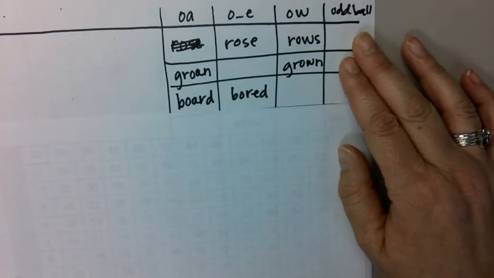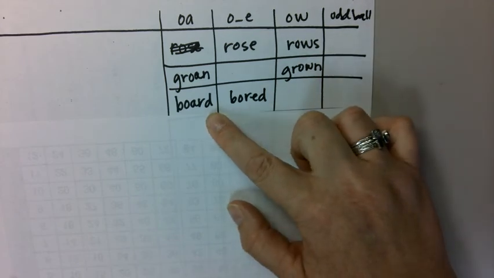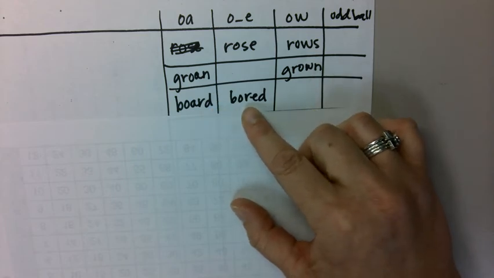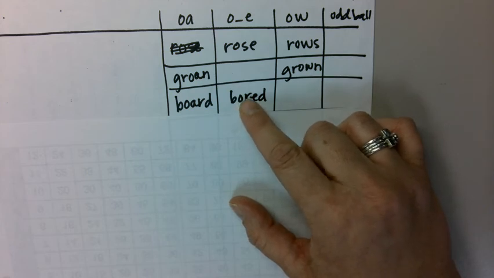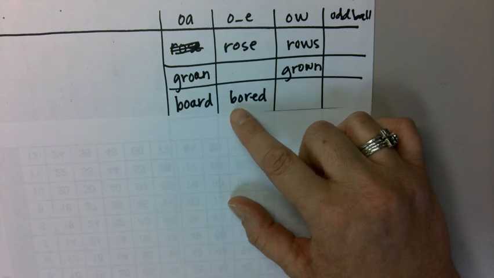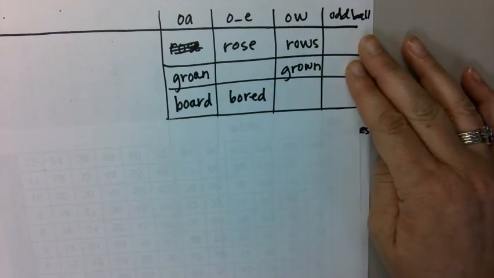My next pair is board. This type of board, B-O-A-R-D, the O-A makes the long O, is like a 2x4 board that you might build something with. This bored right here, the O-R-E, the O consonant E, is falling in the middle of a word this time, but it still gives me the long O. This means that you're not excited. It's the opposite of excited. You're bored.